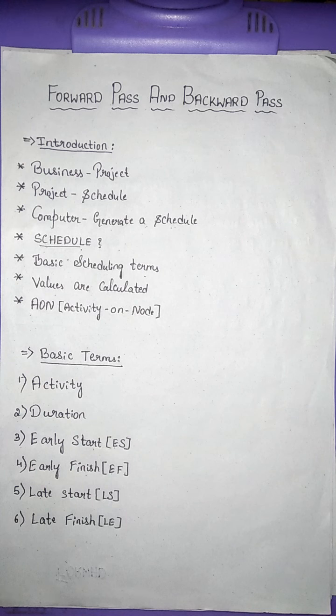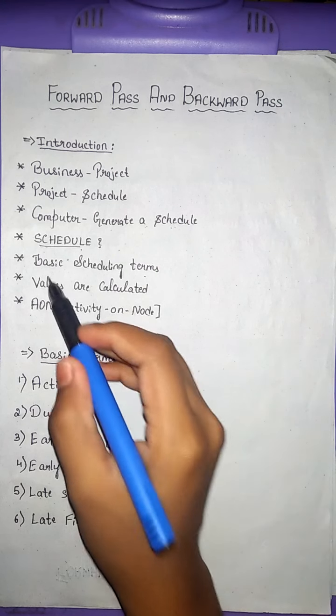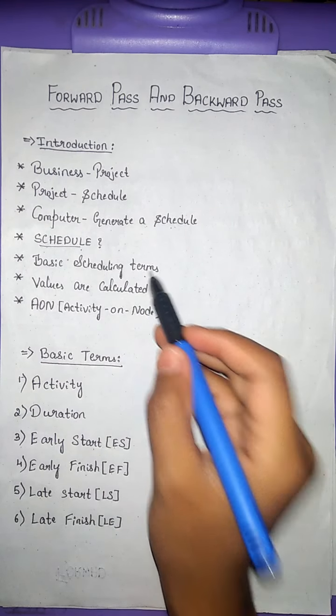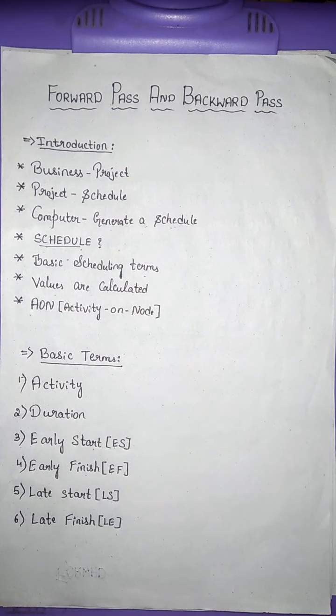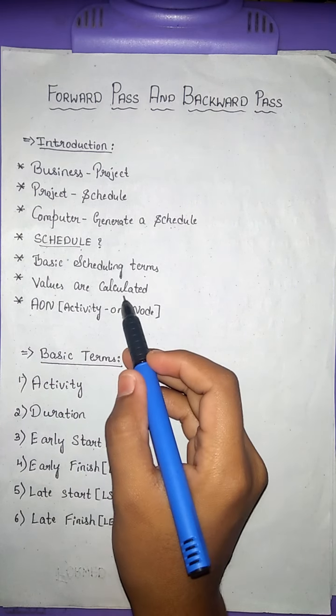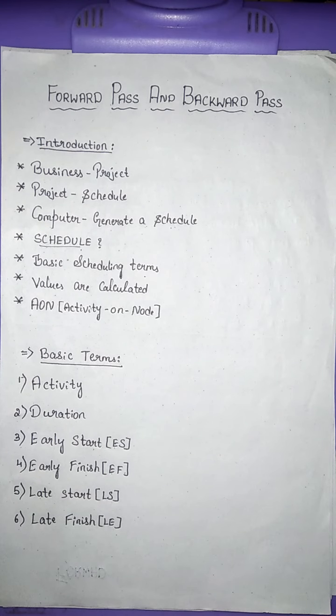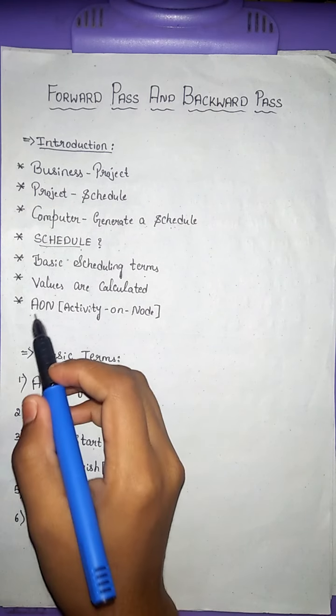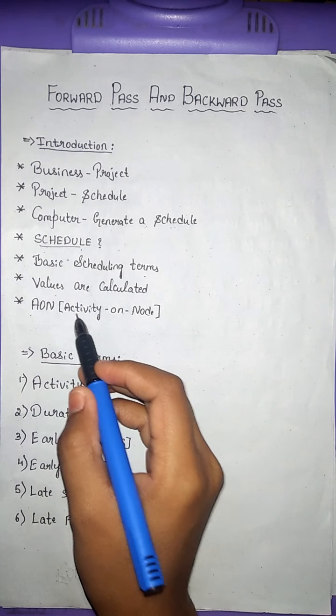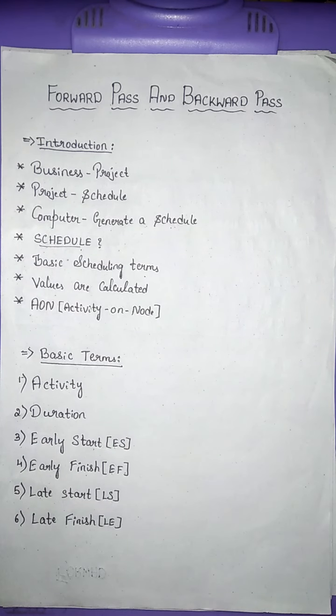Then how can we schedule, or how can the project be managed along with the schedule? Before that, we need a thorough understanding of basic scheduling terms and also need to learn how their values are calculated. For that, we use a method called AON, which means activity on node calculation method. So let's move on to the basic terms.